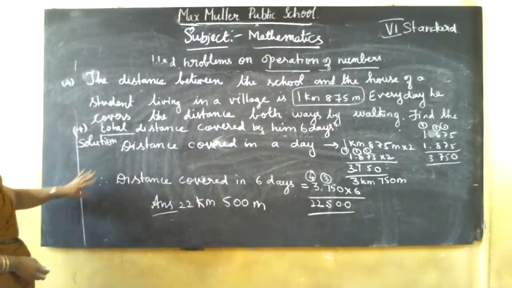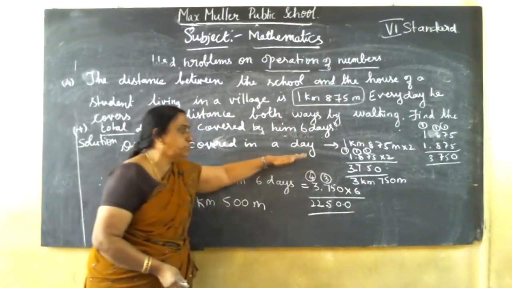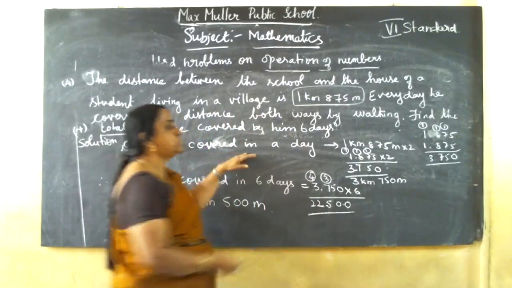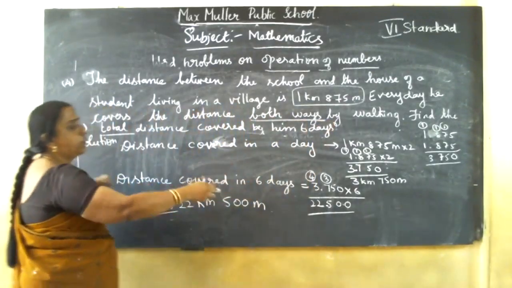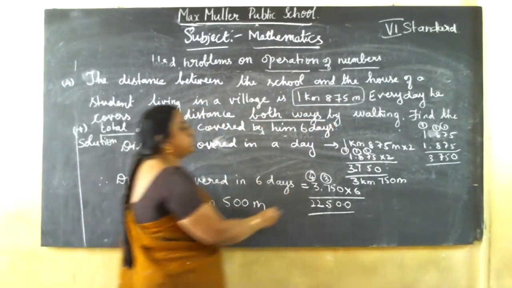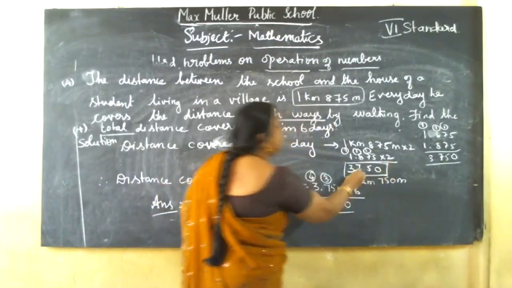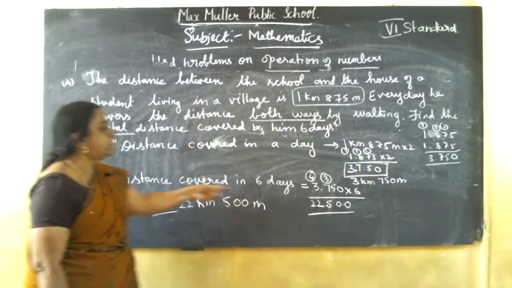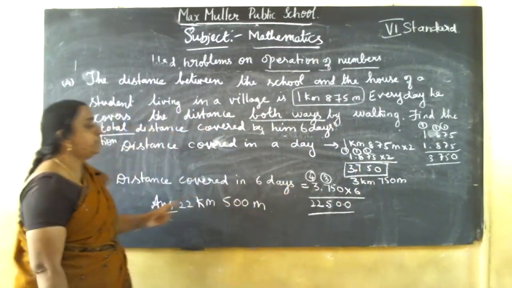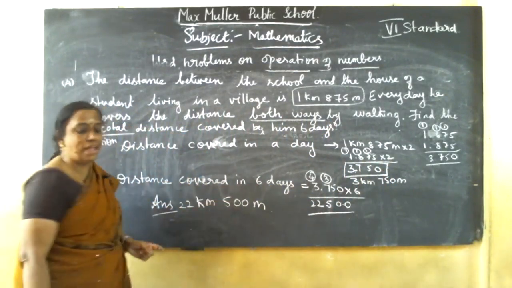Got it now? Distance covered in a day is this much. Why in a day is this much? Two ways, both the way. Both the way means house to school, school to house. So one day, how much distance did he cover? 3 kilometers and 750 meters. So the distance covered by him in 6 days, if you multiply by 6, you will get the answer.